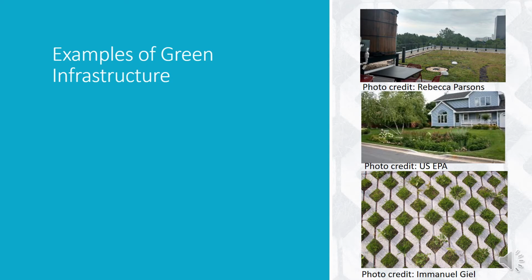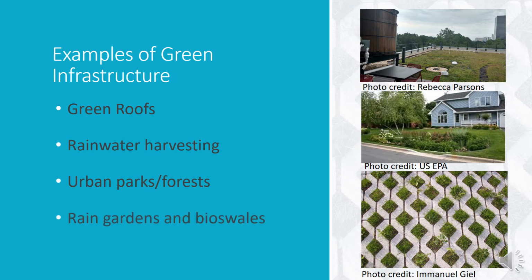There are many types of green infrastructure, and some of them include green roofs, rainwater harvesting, urban parks and forests, and rain gardens and bioswales. All of these are dedicated to reducing the amount of stormwater flowing over surfaces to prevent flooding. And many of them are reliant upon plants to take up water and to permit infiltration of rainwater into soils in urbanizing areas.